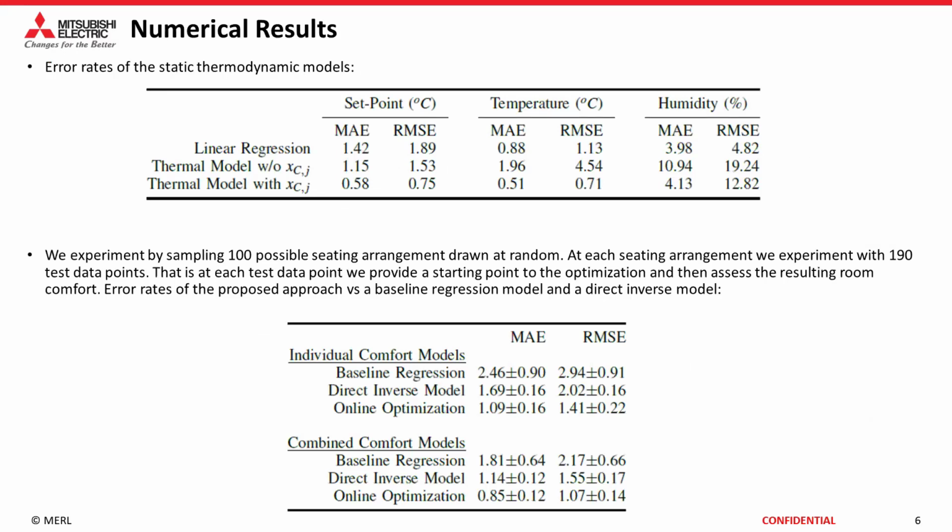Experimenting over many possible seating arrangements and with 2 different kinds of individual thermal comfort models, both one per user and combined for similar users, we find that the approach proposed in our paper outperforms the baseline methods by a factor of at least 2-fold.